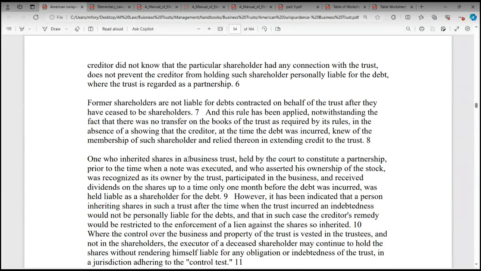Former shareholders are not liable for debts contracted on behalf of the trust after they have ceased to be shareholders. That should be a given. And this rule has been applied notwithstanding the fact that there was no transfer on the books of the trust as required by its rules, in the absence of a showing that the creditor, at the time the debt was incurred, knew of the membership of the shareholder and relied thereon in extending credit to the trust.